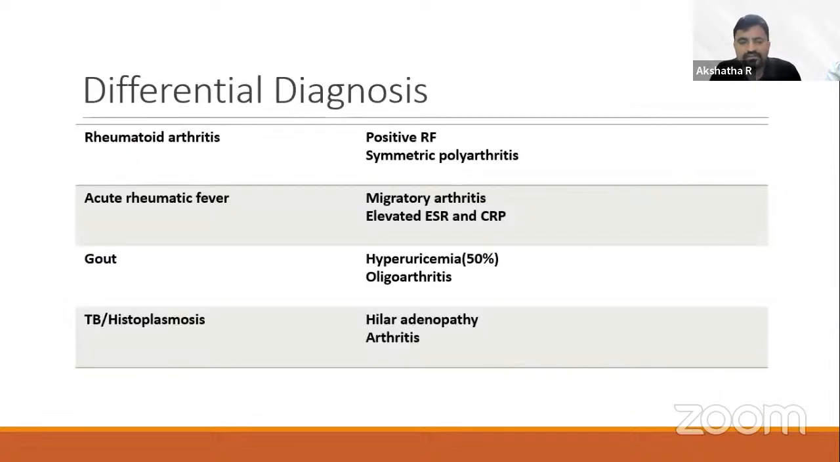However, there are various differential diagnoses which can mimic Löfgren syndrome. It can be a presentation of rheumatoid arthritis, wherein we have a symmetric polyarthritis with a positive rheumatoid factor. Even acute rheumatic fever can present with migratory arthritis with elevated inflammatory markers, and gout, which can present with oligoarthritis with hyperuricemia, and histoplasma and tuberculosis, which can have hilar lymphadenopathy, arthritis, and rarely rheumatoid factor positivity also.